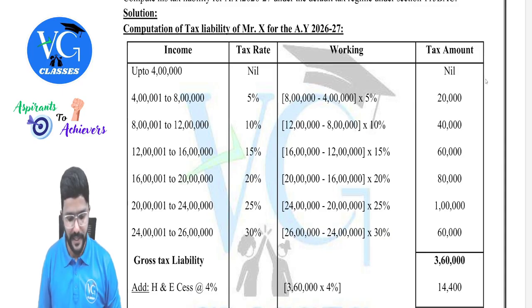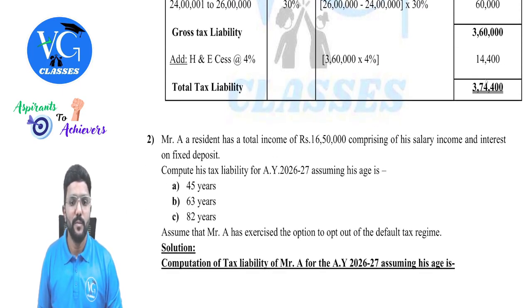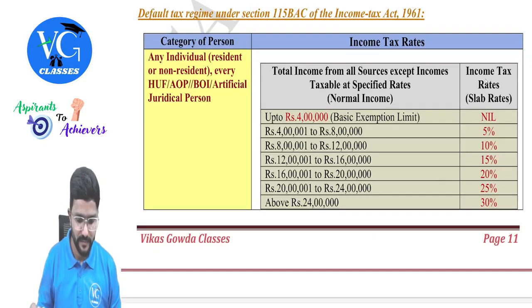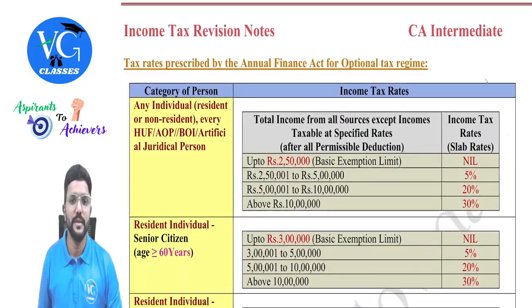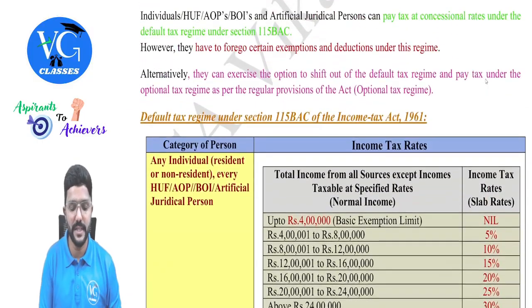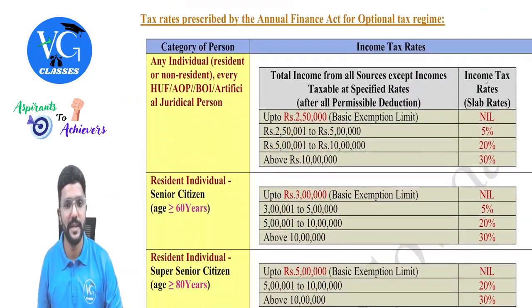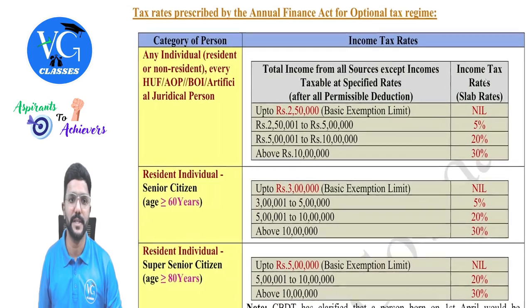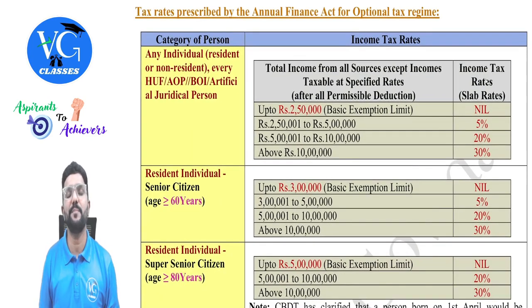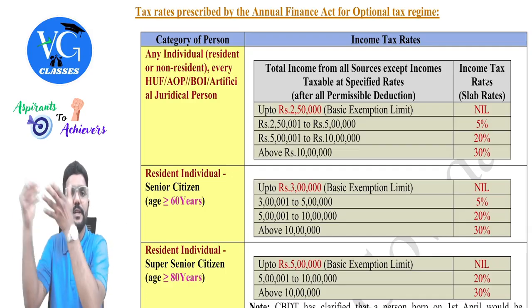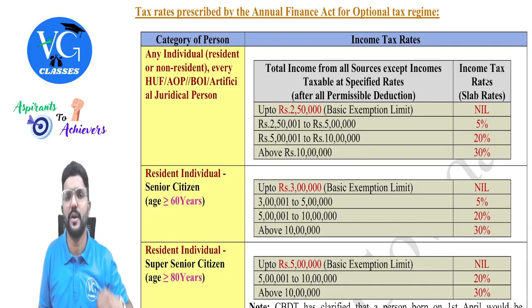Fine, guys. So we'll move forward. Then whatever we discussed now is under the default regime, guys. Please be careful. Next, we will go under the optional scheme. Now, the same set of people, if they don't want to follow the default regime, then they can opt out of the default regime and follow the optional scheme, which is called regular provisions of the Act or normal provisions of the Act. What is the tax rates applicable under that?